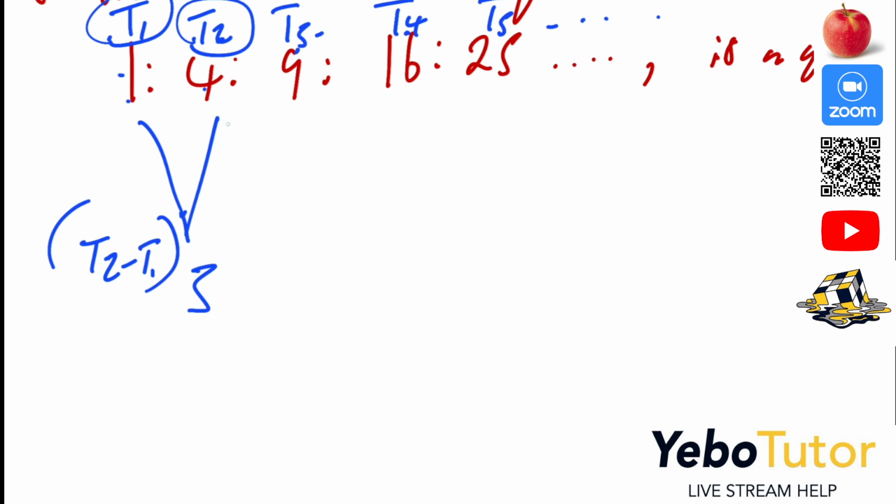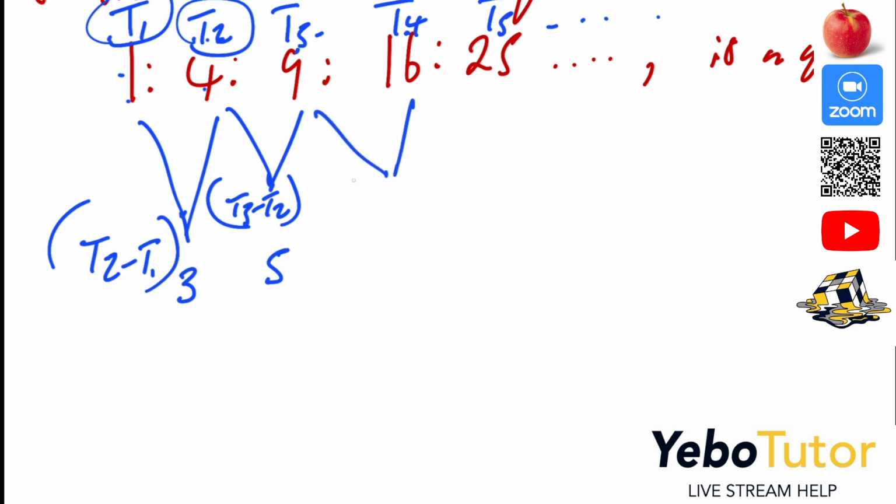Then again, T3 minus T2, so that will be 9 minus 4, which gives you 5. This is 3 and this is 5. Then again, T4 minus T3, so that's 16 minus 9, which gives you 7. Then the term in front minus the previous term, so T5 minus T4, which is 25 minus 16. That gives you 9. So we can see that this is your first difference.